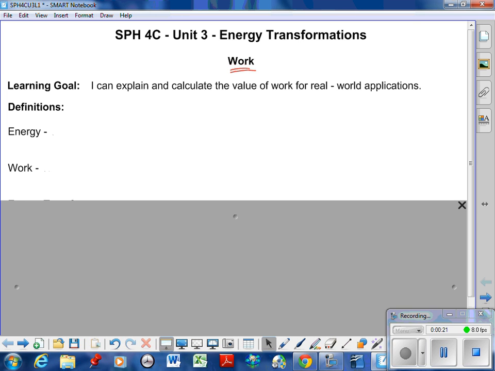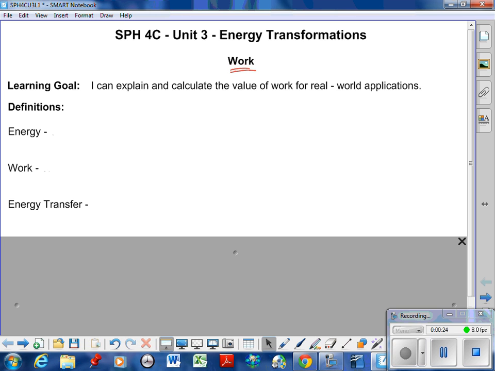So there are three definitions that are very important for us: energy, work, and energy transfer. So first of all, what is the definition of energy? It is the ability to do work.